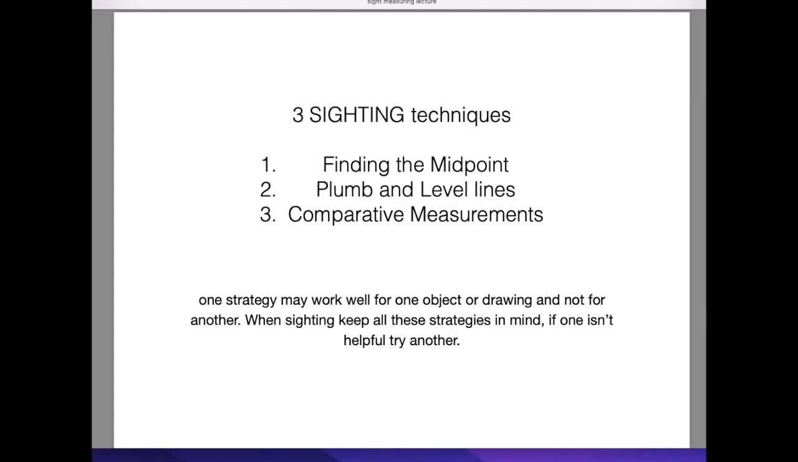plumb and level lines, and comparative measurements. Something to keep in mind is that one strategy may work well for one object or an entire drawing, and not so well for another. So when you're site measuring, you can keep all these strategies in mind, and if one isn't working or isn't helpful, just try something else. So you'll work your way around the drawing, and you'll get used to using all three of them interchangeably.